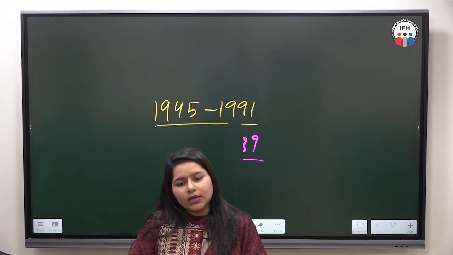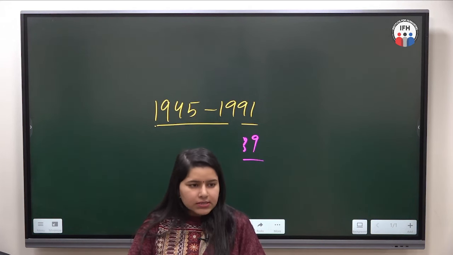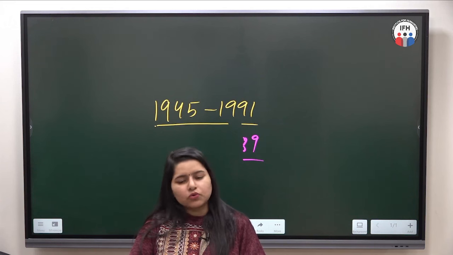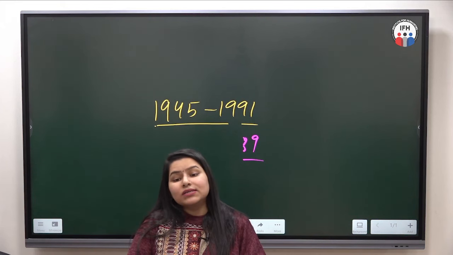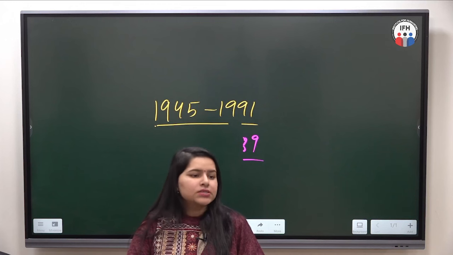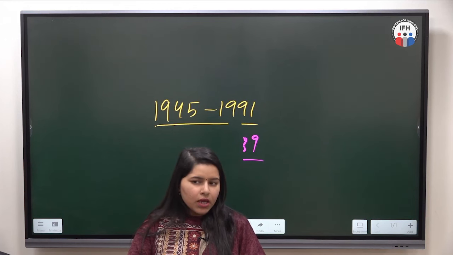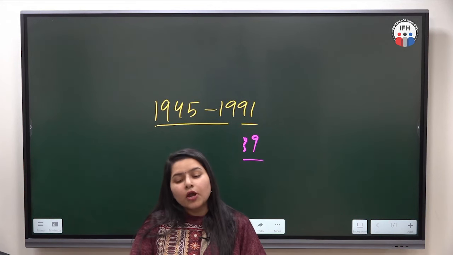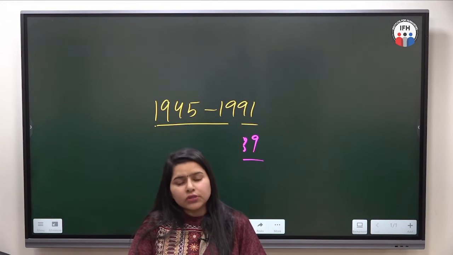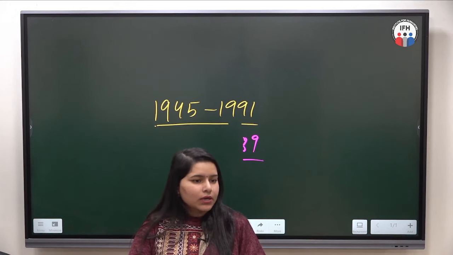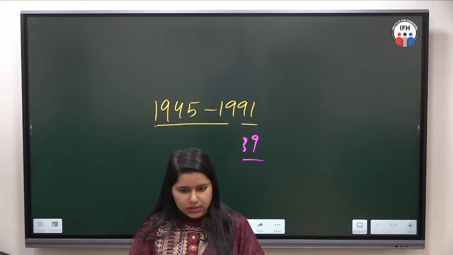And just a quick recap from yesterday's class. Yesterday we studied why the Cold War is known as the Cold War. Because it never turned hot. First definition, second definition, that it was a war at a low intensity, not a very large scale war. Third is no direct confrontation. Fourth is that nuclear war did not happen. This was also the reason, right?